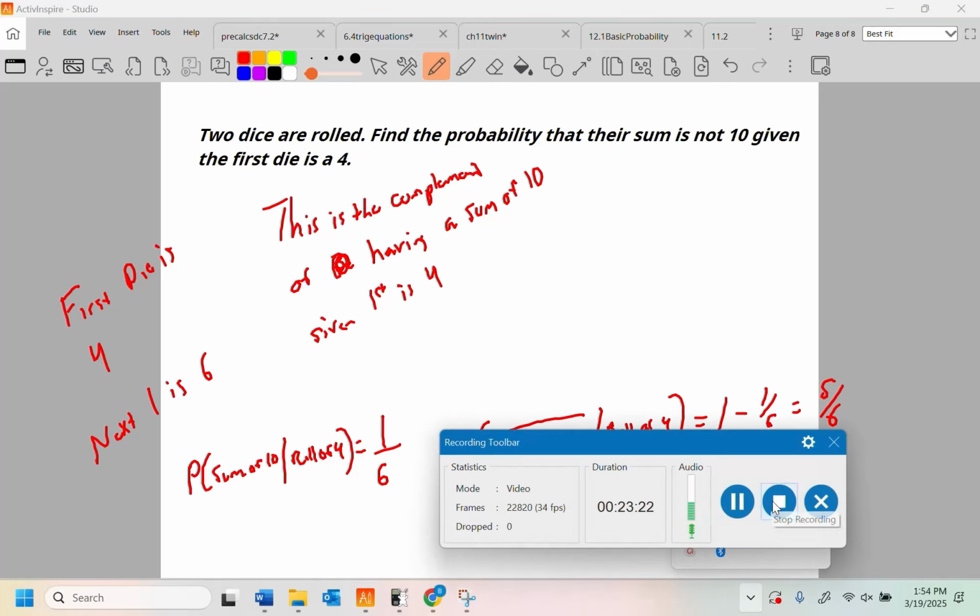Next up for me is to record 12-1, which is way, way longer, and I don't really want to do it. But here we go.